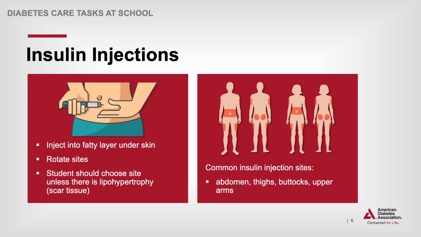Insulin works best when it is injected into a layer of fat under the skin, above the muscle tissue. Rotating sites is important to insulin absorption. Common preferred sites are the abdomen, thighs, buttock, and upper arms. Students should help choose the injection site.